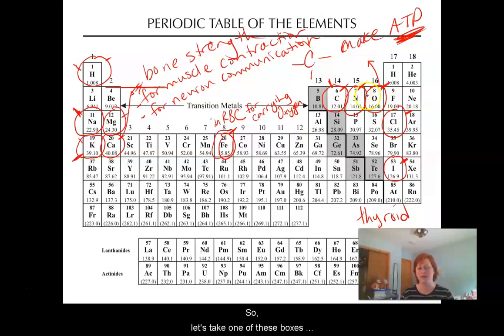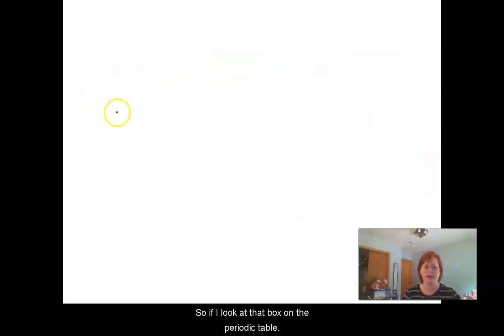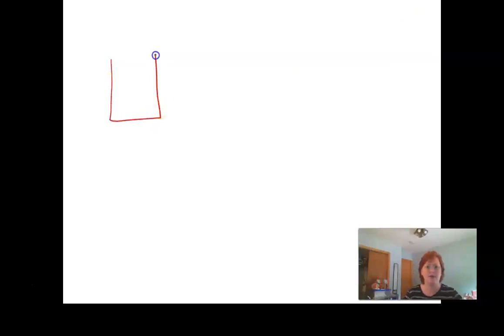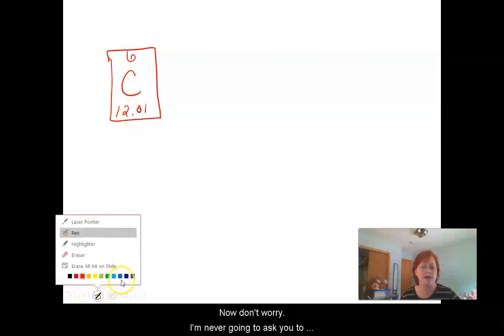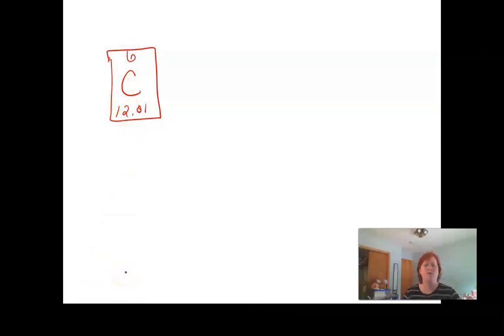So let's take one of these boxes, for example, here. Let's take carbon, since we said it's such an important building block. Let's take an atom of carbon and see what we can tell from our periodic table information here. So if I looked at that box on the periodic table, I had my symbol in the middle, and then I had a number down here. In this case it was 12.01, and I had a number up here which was a 6. Now don't worry, I'm never going to ask you to memorize the periodic table, but if I give you the information from the table, you should be able to interpret what that means for that atom.